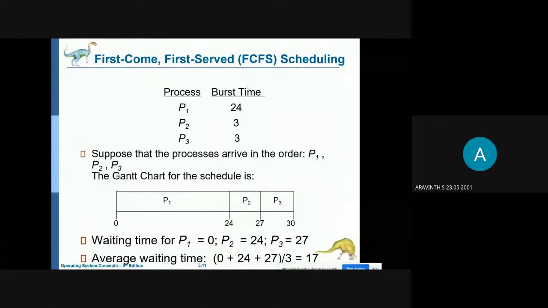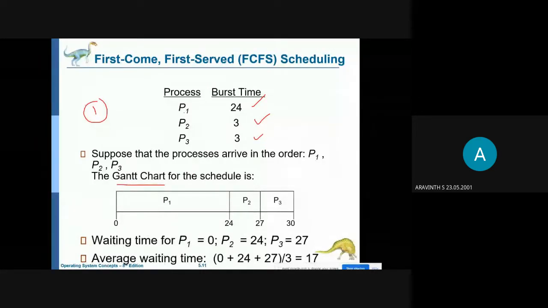So listen, in CPU scheduling, the first method is first come first serve scheduling. You have three different processes, P1, P2 and P3, with burst times of 24, 3 and 3. This is the burst time of each process. Once the processes and burst times are given, you have to draw the Gantt chart.